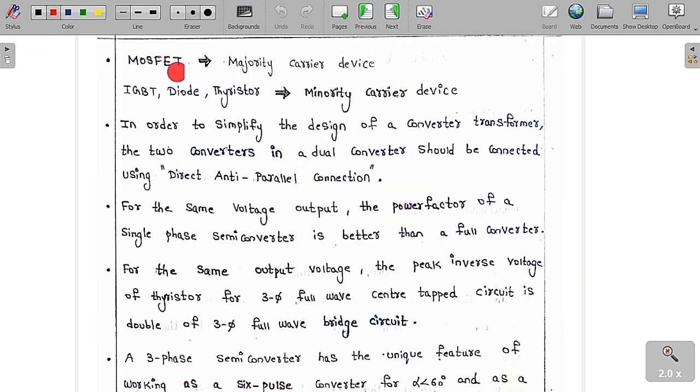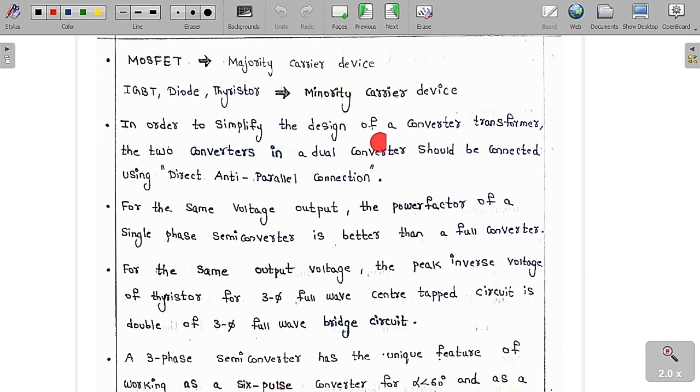So MOSFET is said to be a majority carrier device. I have already told you MOSFET is always a majority carrier device or unipolar device. Whereas the IGBT, diode and thyristor are said to be minority carrier devices, meaning they are bipolar, where holes and electrons both contribute to the current. So it is also called a minority carrier device because it is bipolar, and this is unipolar.